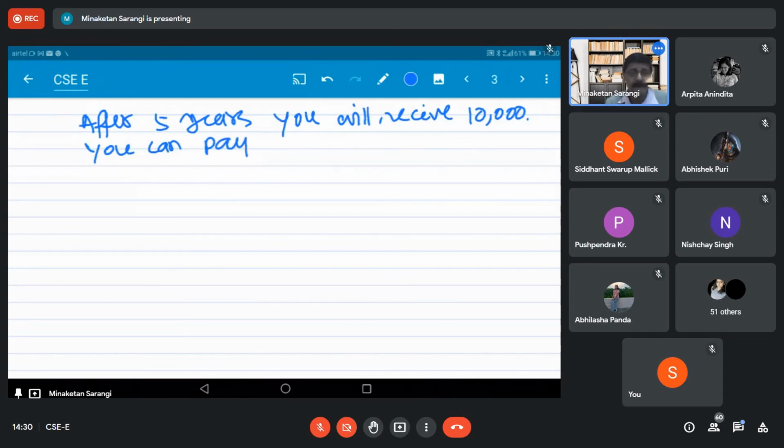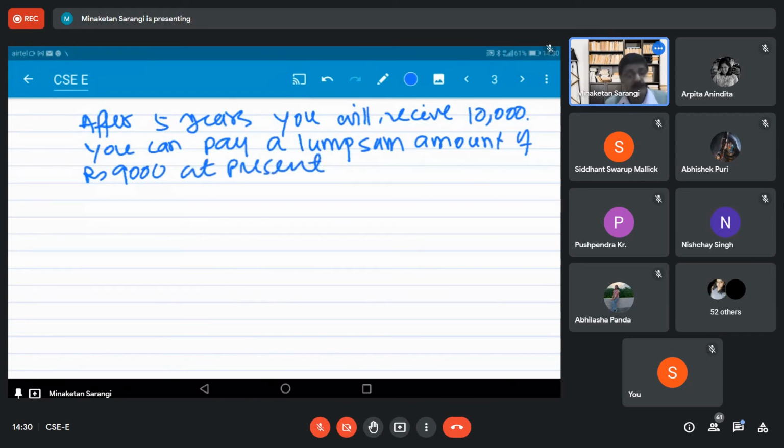You can pay, let us say, 9,000, a lump sum amount of rupees 9,000 at present, or rupees 1,800 per annum.